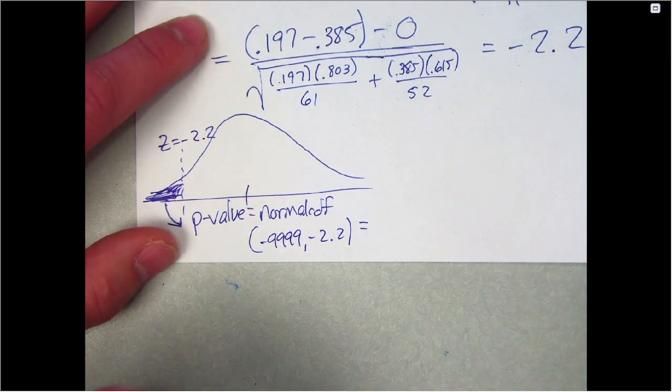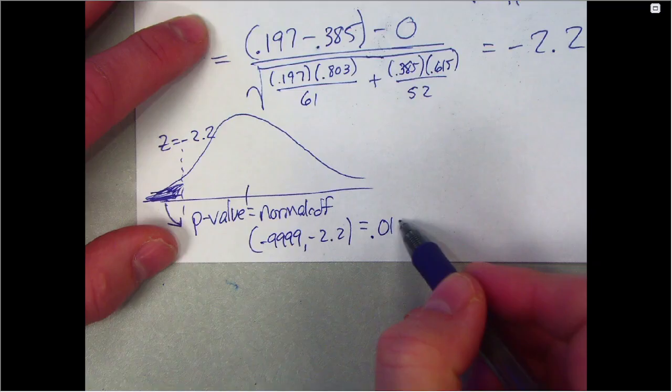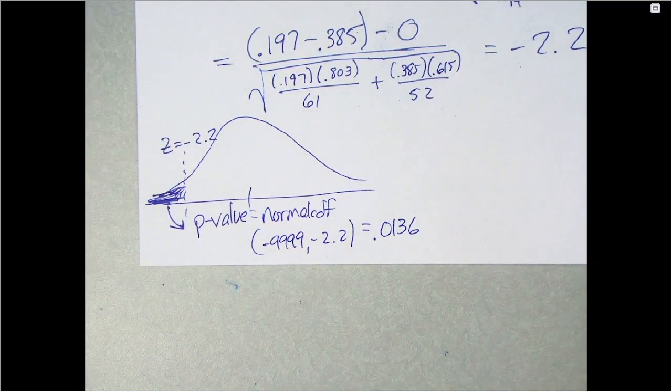And I get a p-value of, if you want to confirm it, go for it. I trust the calculator. I get a p-value of 0.0136. Are we getting the same thing? Are we on track? We're good? Questions I can answer yet?